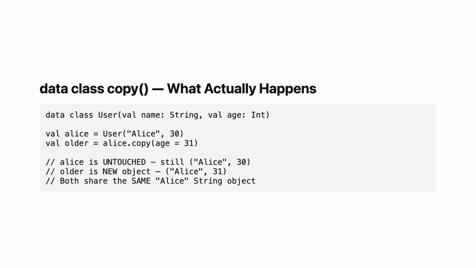This pattern is the backbone of state management in modern Android. Your ViewModel holds a StateFlow of an immutable data class. When something changes, you create a new copy with the updated field and emit it. The UI observes the new value. The old state is never modified. It is clean, predictable, and thread safe by construction.